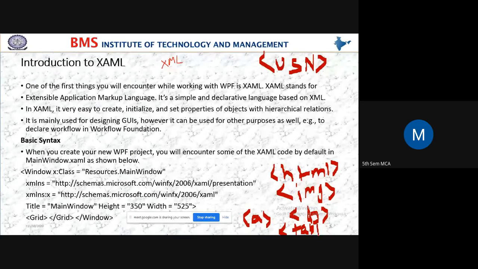I want to create my own tag. USN tag, name tag, class tag, city tag, state tag. Is it possible in HTML? Yes, students, is it possible in HTML?